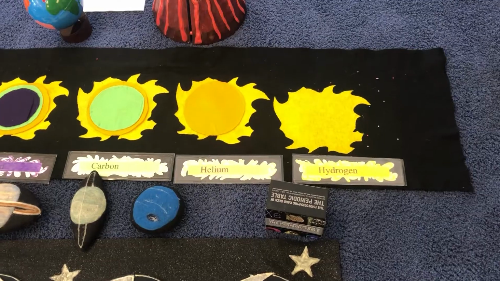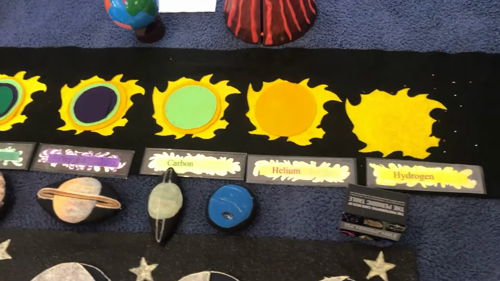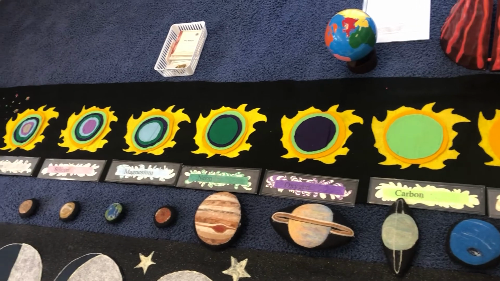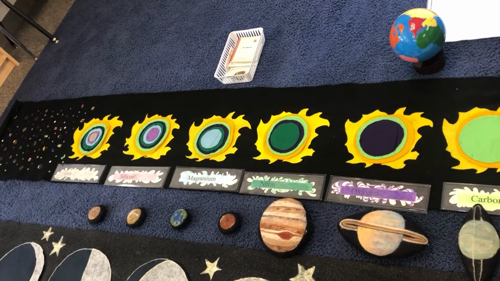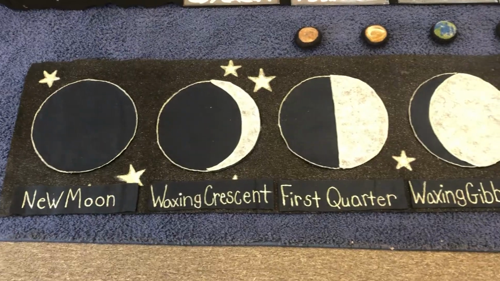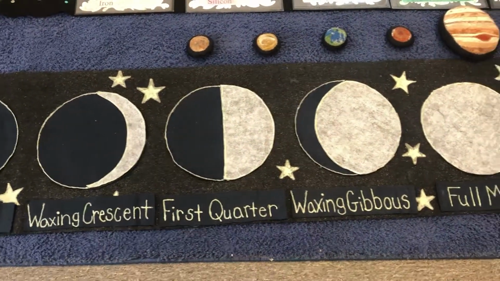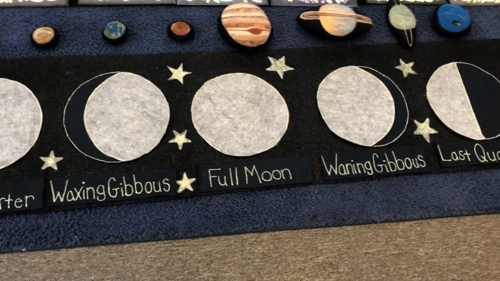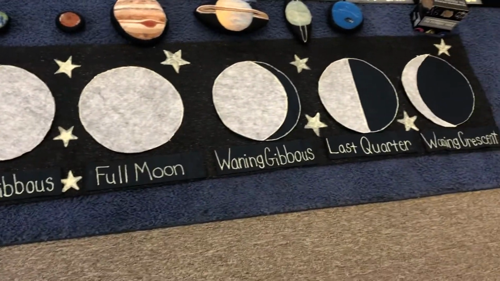So we start with the Big Bang. We do a life cycle of a star, or stellar nucleosynthesis, which is the birth of the elements. We don't do all of these things in 1 year, but we rotate them in a 3-year cycle. This can also lead into the birth of the solar system, phases of the moon, constellations. It's very vast and very fun and interesting, and the kids love it.